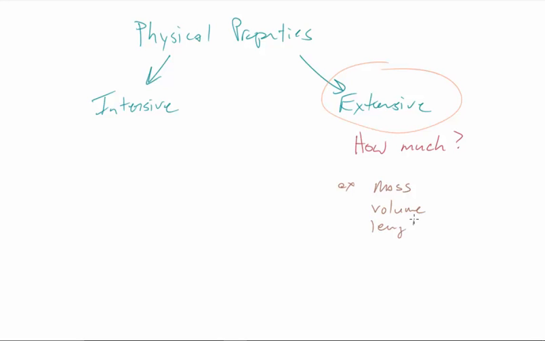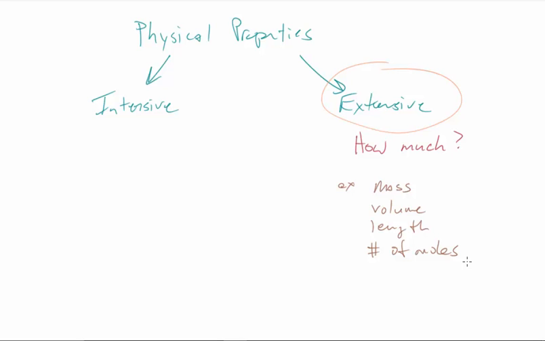Another example would be length. And then a big one for us is going to be number of moles, right? And the moles is going to directly describe the number of atoms or elements or compounds that are present. All right, and so those are your 4 big examples of extensive properties. Again, you look at that stuff and you understand, hey, that's how much of something I've got, right?